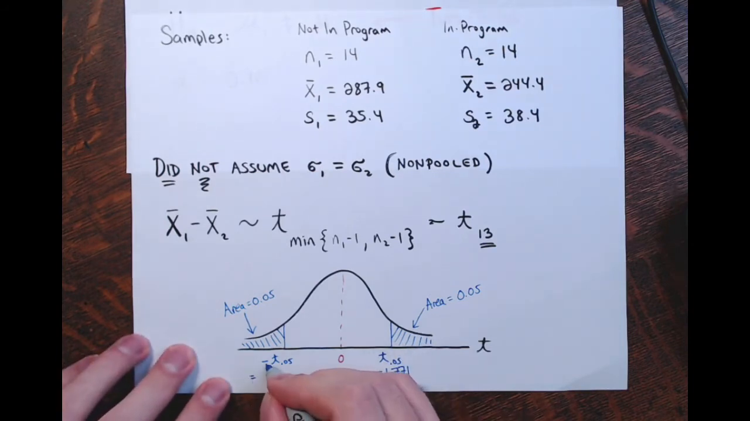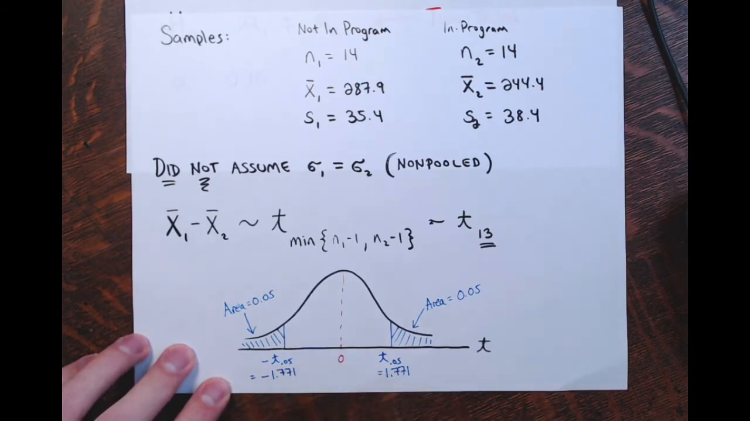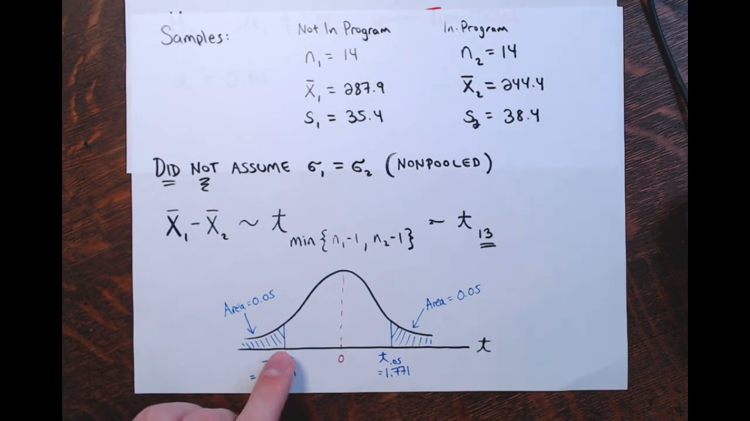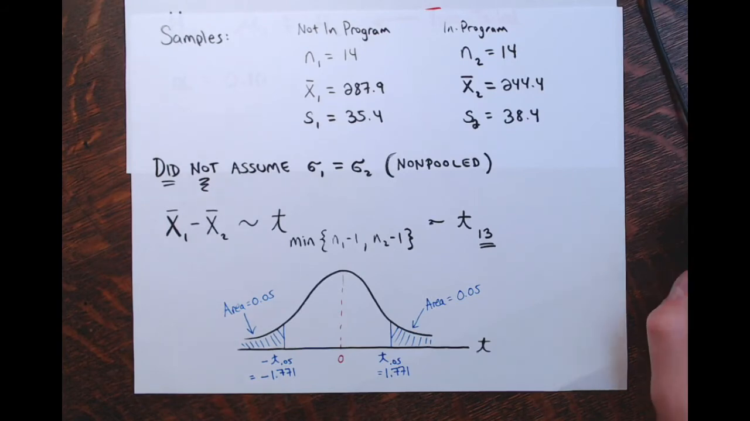And then this score over here is just the opposite of that, negative 1.771. If our test statistic comes back as negative 1.771 or lower, it'll be in the left tail rejection region. All right, so I feel like they're going to have us calculate the test statistic next, but let's fill these in.